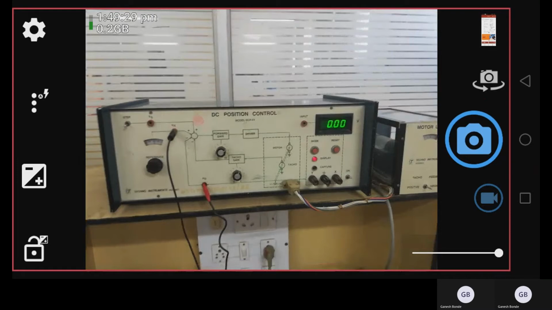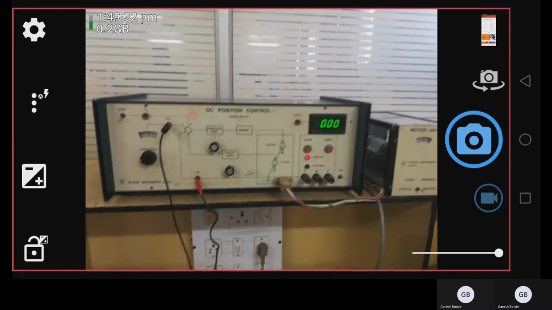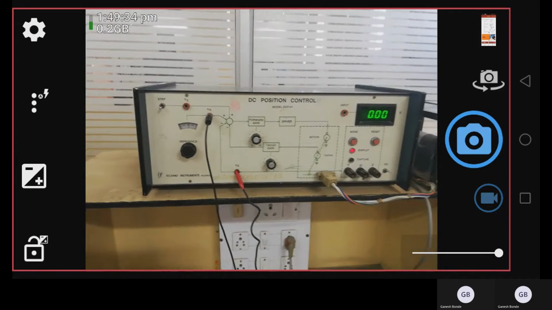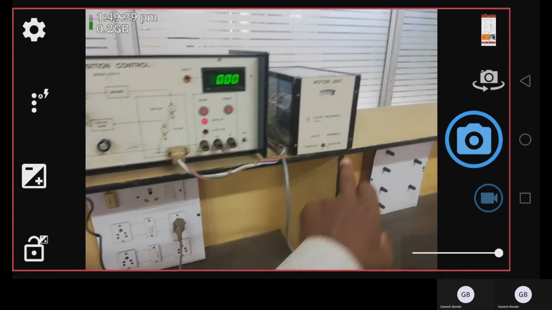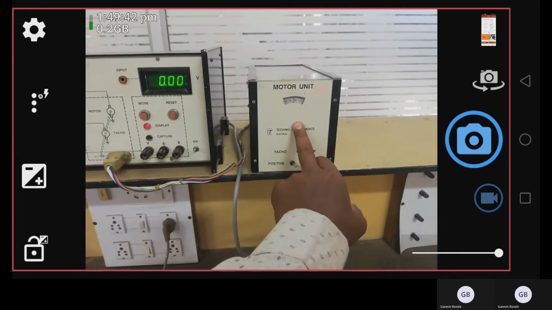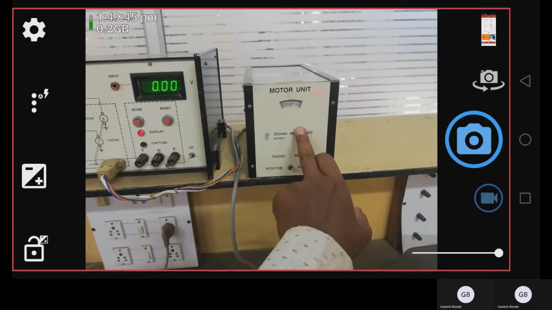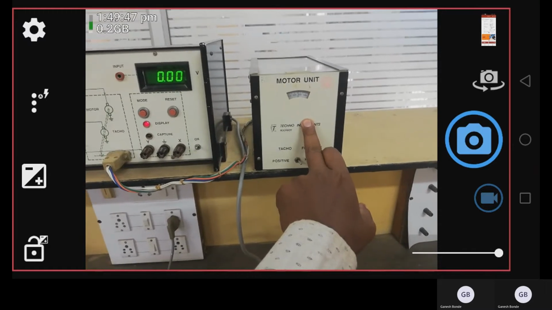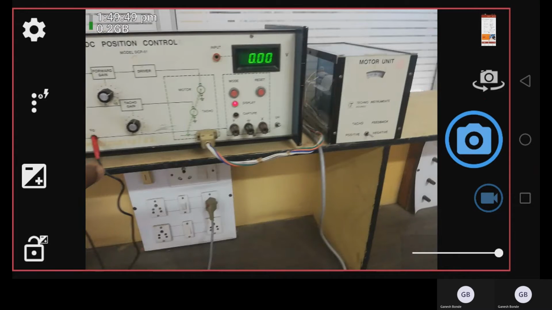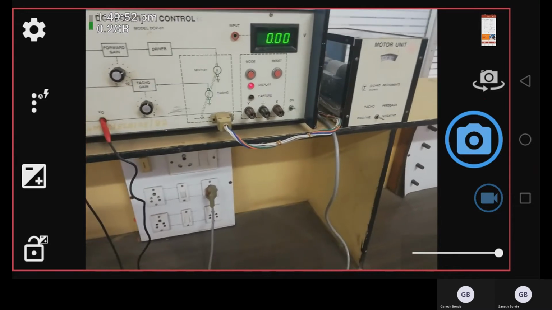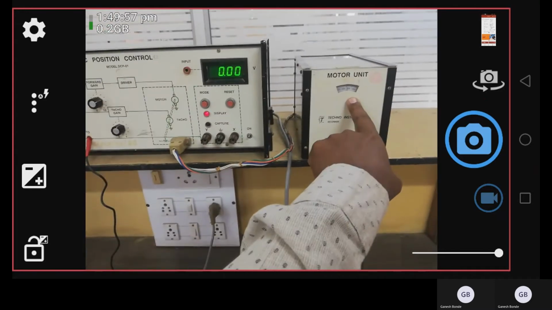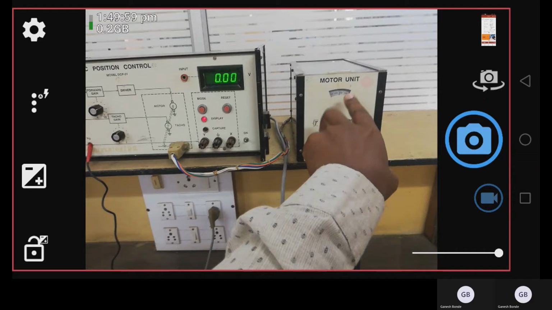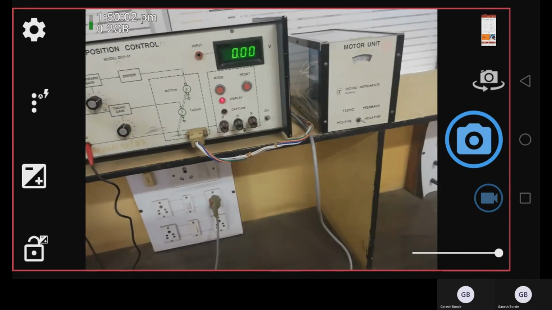So this is our experimental kit, that is the DC position control system. So this will be our reference pot and this will be our output pot. This is the motor whose shaft position we have to maintain. Then this is our circuit. So this is the error detector. This is the reference pot, and this will be our actual pot, and their difference, the error, is taken over here.